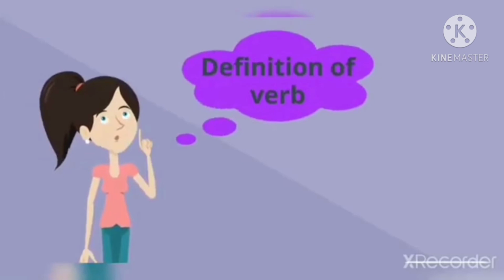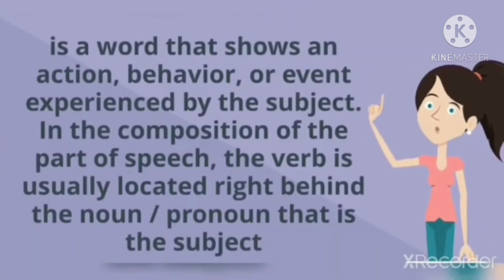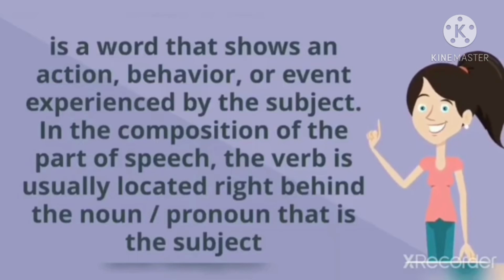The definition of a verb is a word that shows an action, behavior, or even experience by the subject. In the composition of the parts of speech, the verb is usually located right behind the noun or pronoun that is the subject.